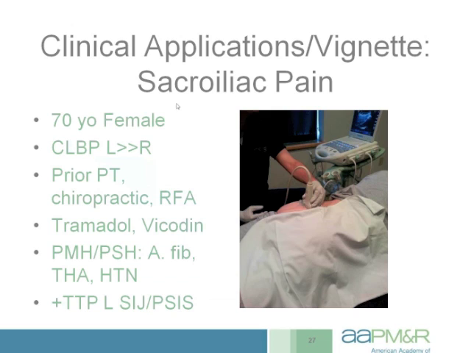We're going to talk about a sacroiliac injection. 70-year-old female patient reporting chronic low back pain on the left side greater than the right. She had worked with physical therapy and chiropractic, and when she'd seen another pain practice, she actually had some lumbar facet radiofrequency ablation. They felt like the pain over her sacroiliac areas might be referring from that location. She had been trialing tramadol and Vicodin and had some notable past medical history factors as well. She primarily had tenderness to palpation over the left sacroiliac and PSIS areas.